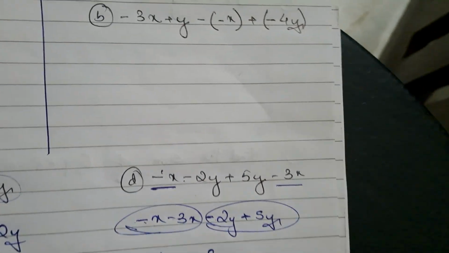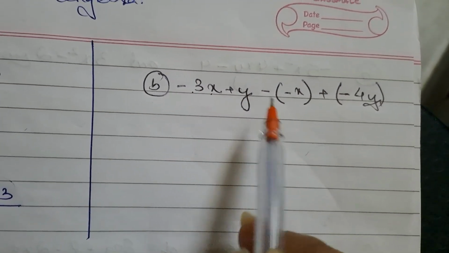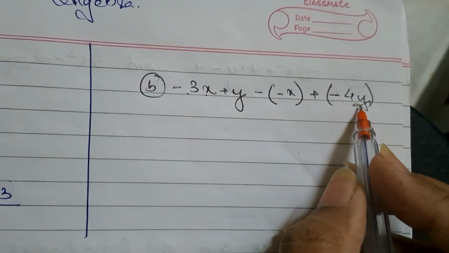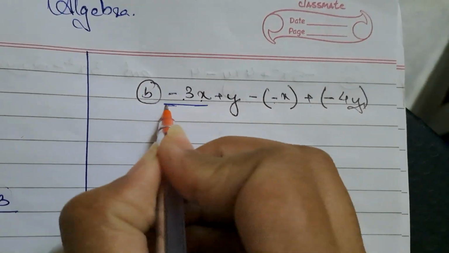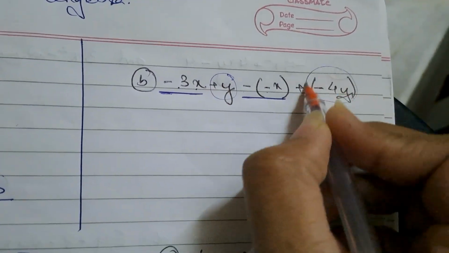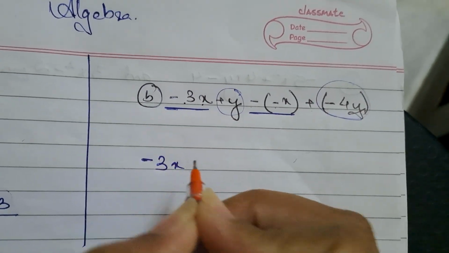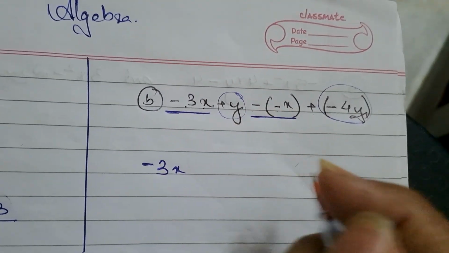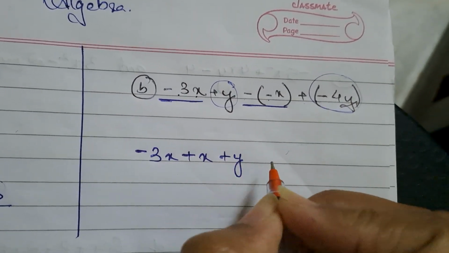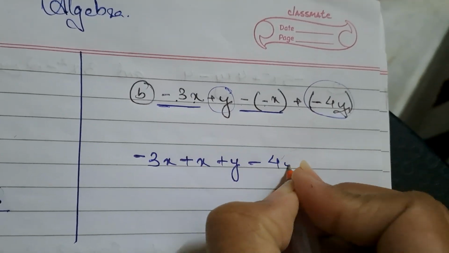Okay, let's take up this particular question in here. It says minus 3x plus 4 plus y minus of minus x plus of minus 4y. Okay, so this is one term and this is another term that I have. This term is similar to that of this term. So let's rewrite these terms. So minus 3x, minus multiplied with minus becomes plus x. Plus y will come here, and then plus times of minus is minus, it becomes 4y.